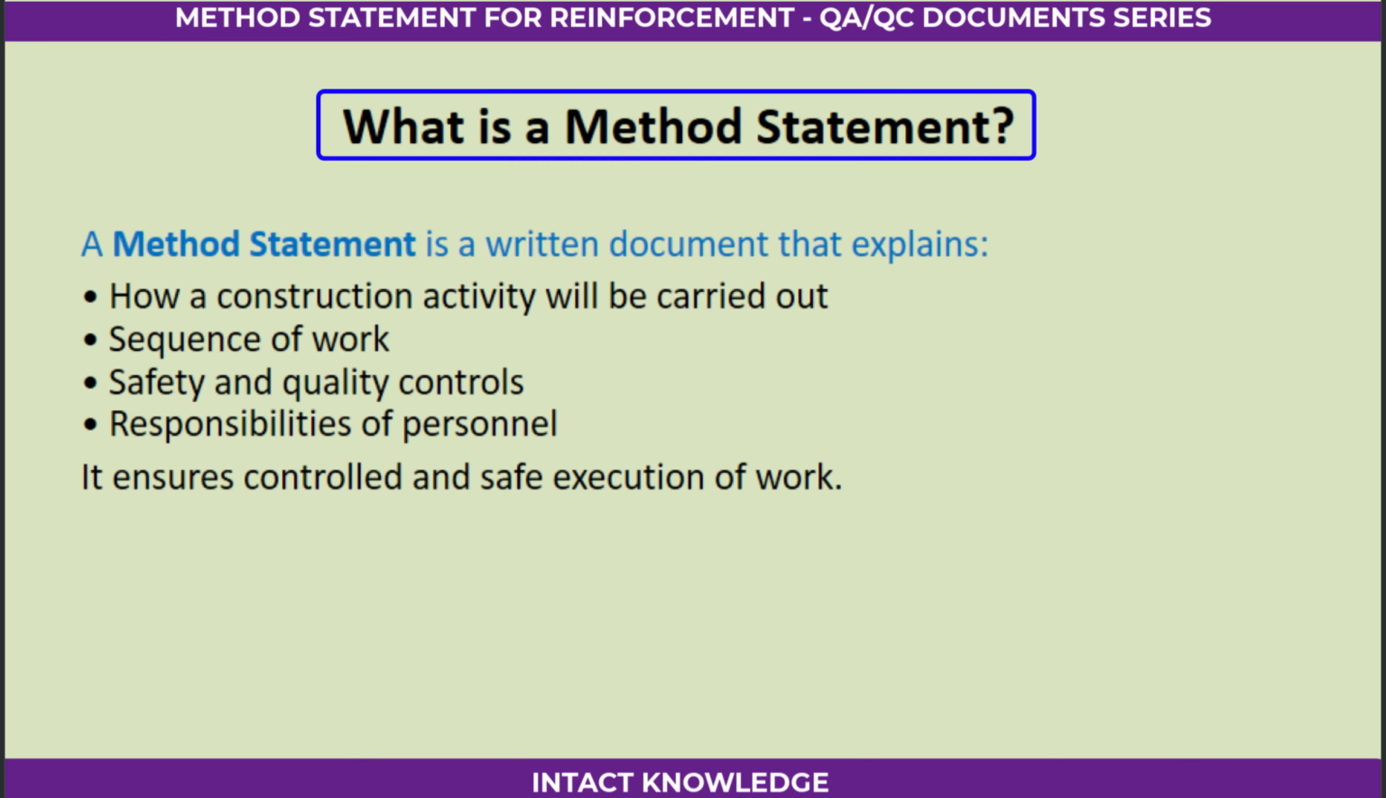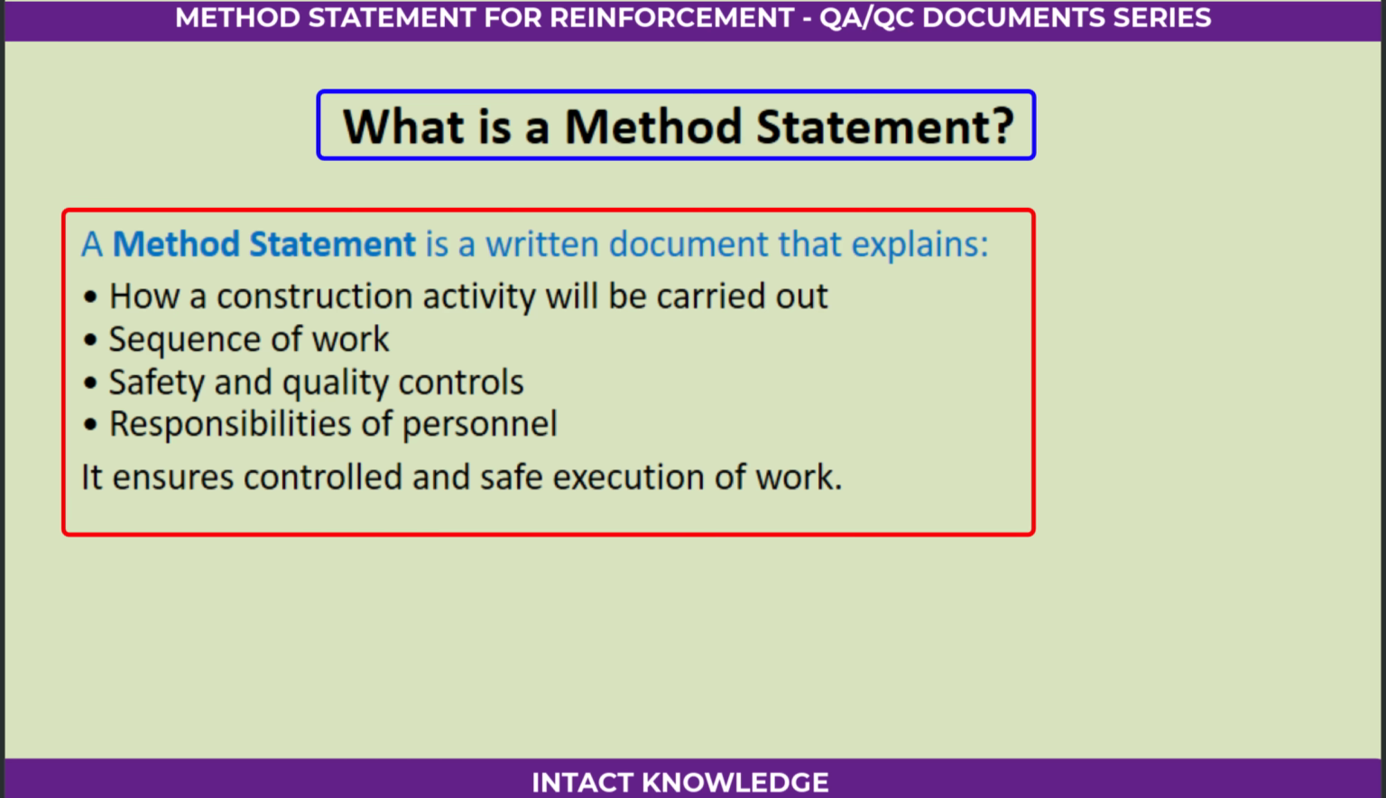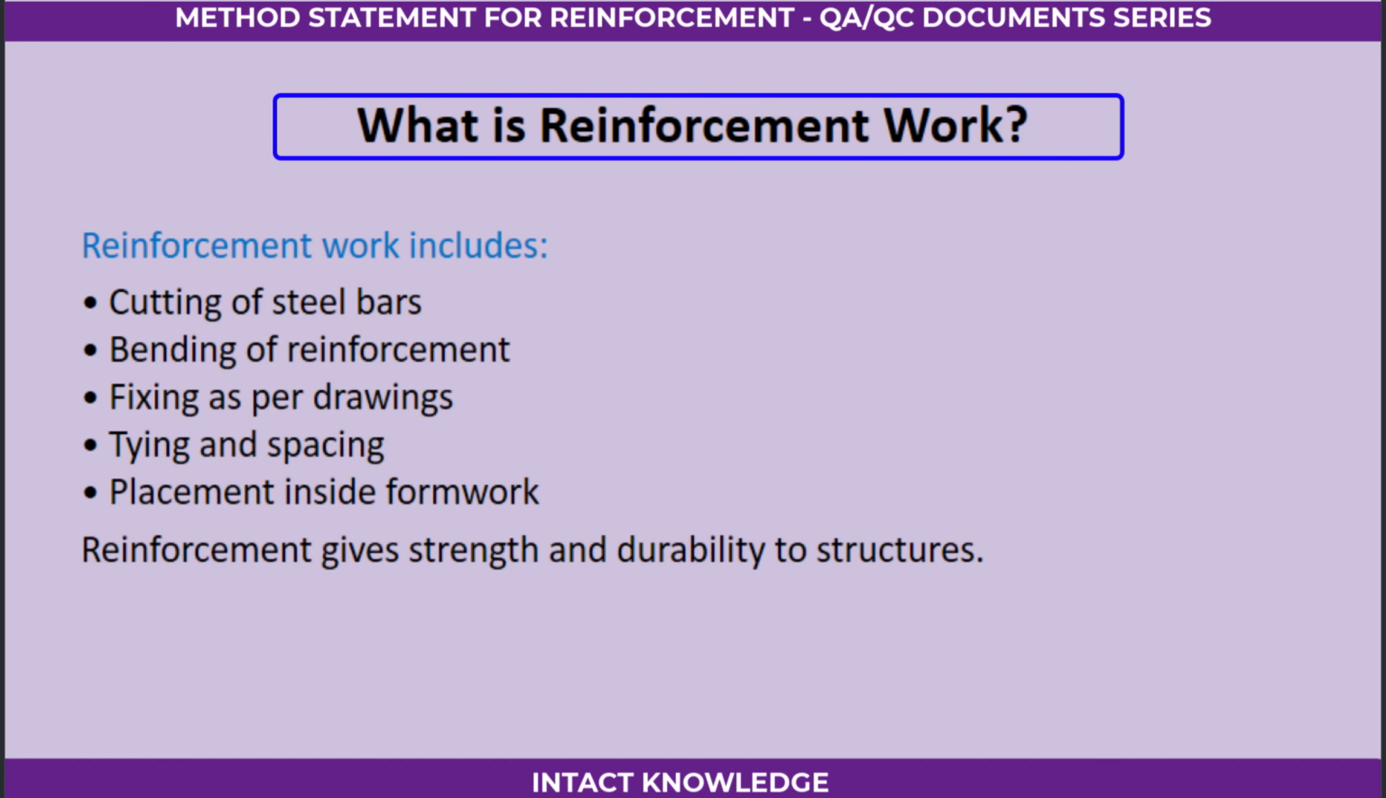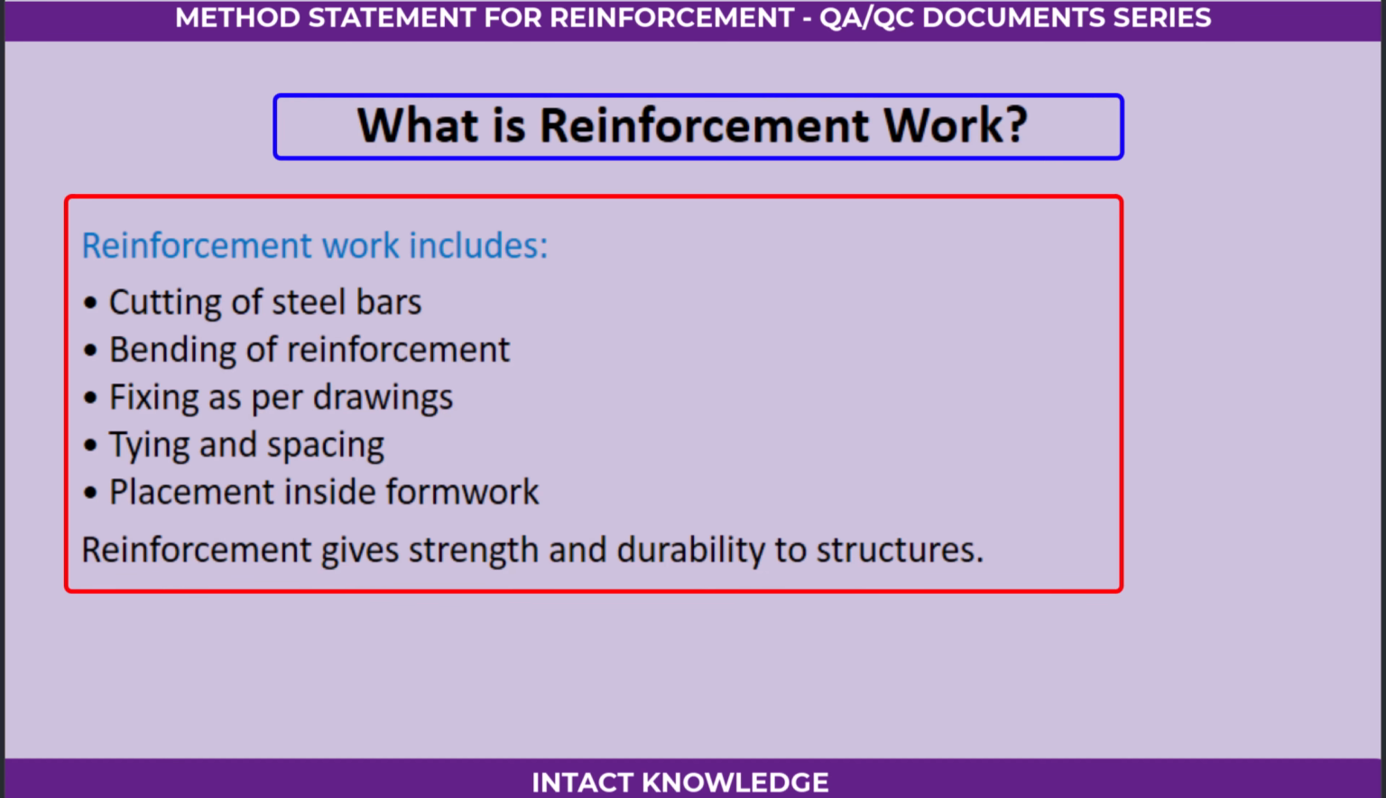What is a method statement? A method statement is a written document that explains how a construction activity will be carried out, sequence of work, safety and quality controls, responsibilities of personnel. It ensures controlled and safe execution of work. What is reinforcement work? Reinforcement work includes cutting of steel bars, bending of reinforcement, fixing as per drawings, tying and spacing, placement inside formwork. Reinforcement gives strength and durability to structures.